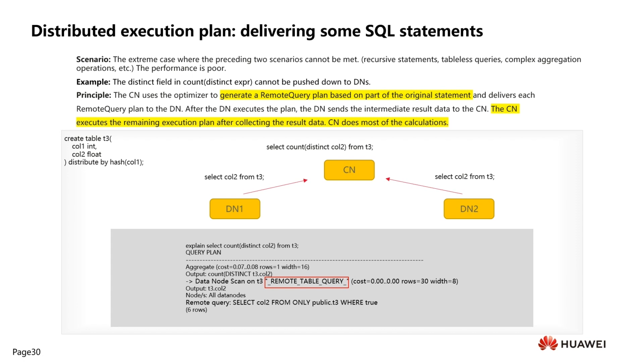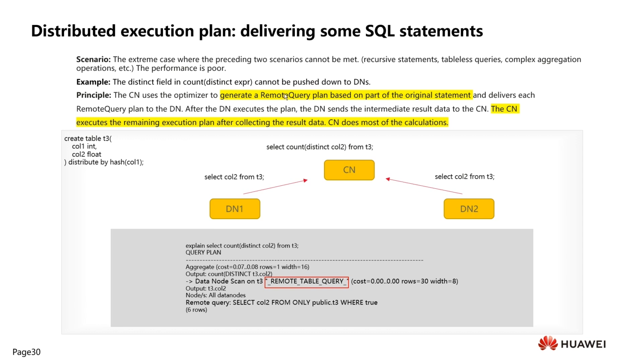The final mode in this case is where the CN delivers some SQL statements to the DNs. This is the extreme case where the preceding two scenarios cannot be met. This could be due to recursive statements, tableless queries, complex aggregation operations, etc. The performance is poor.